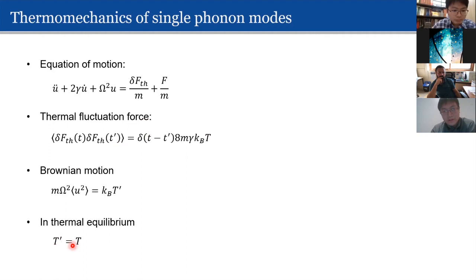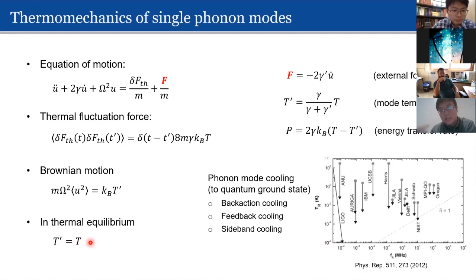But of course, the interesting thing is when it is not in thermal equilibrium. So I'll give an example here. Let's say you introduce a driving force that always goes against the motion of your phonon mode, always opposite to the velocity. You can plug it in and do some calculation. You will find that the mode temperature deviates from the bath temperature, and it gets lower in this case because you get a cooling effect.